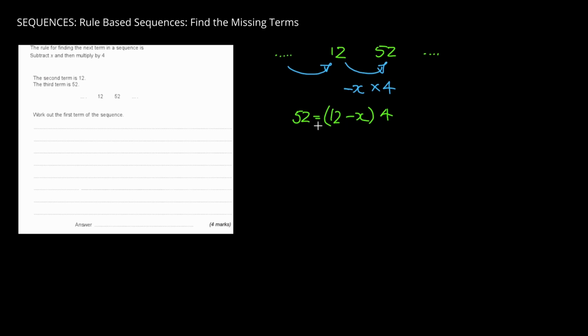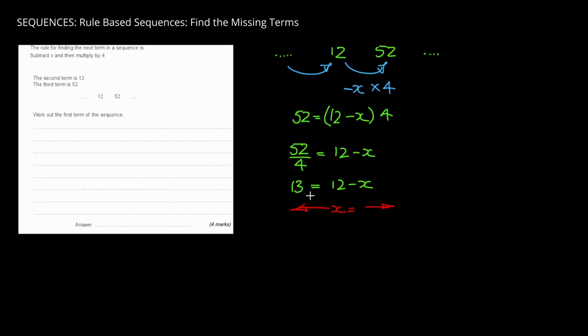First thing to do is to divide through by 4. So we get 52 divided by 4. Dividing this side by 4, the 4's will cancel, so this is just equal to 12 minus x. And really we want x on this side of the equal sign and the numbers on this side. So both the 13 and the x have got to swap places effectively, changing their sign as they go.